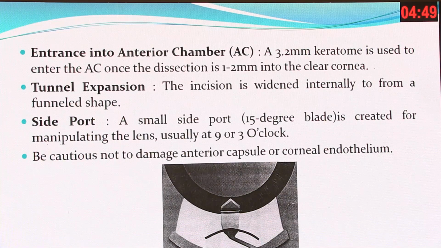For entrance into the anterior chamber, a 3.2 mm keratome is used. The tunnel should be at least about 2 mm in the clear cornea. Tunnel expansion: the incision is widened internally to form a funnel shape. While making the wound, one should make pockets at the sides. At the end of the incision, one should make the scleral pocket, going up to the cornea.